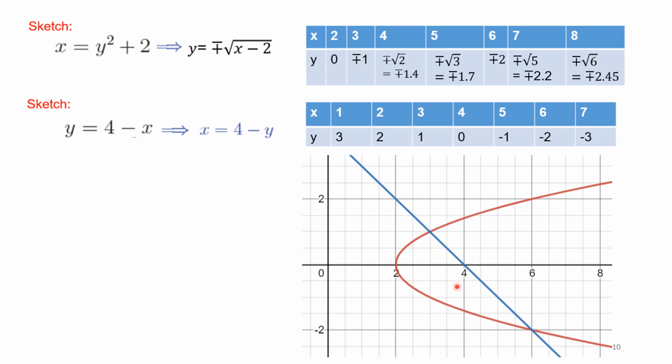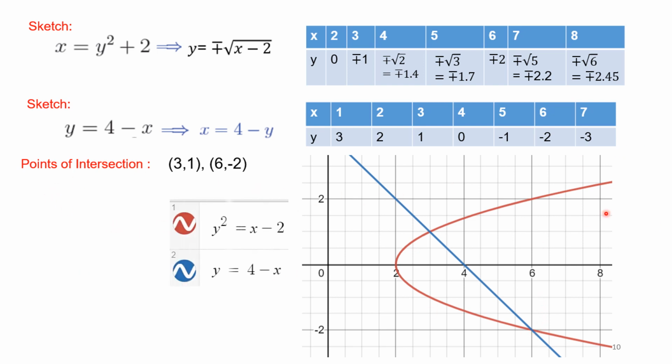As for the points of intersection, that was also computed earlier, which are at (3, 1) and (6, -2). So those are the graphs of y squared equals x minus 1 and y equals 4 minus x. What does it mean? It means that we're going to solve for this region, because it's bounded by these two graphs.